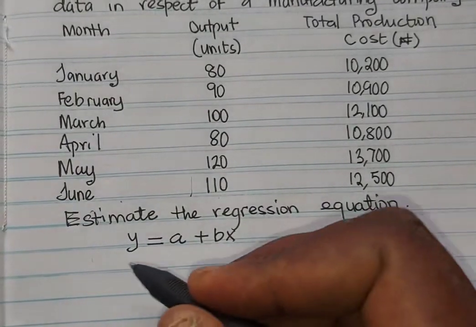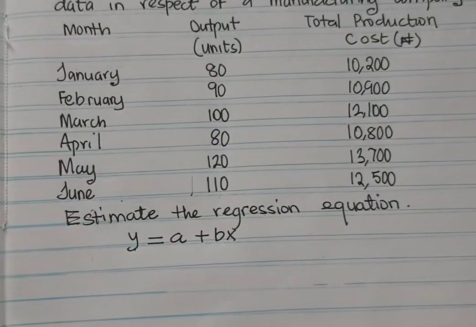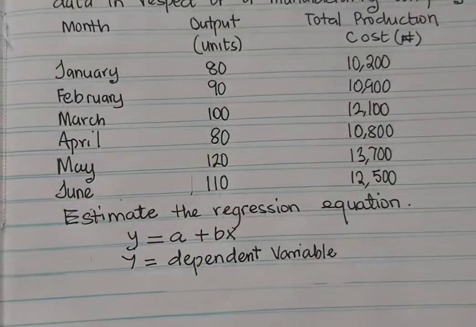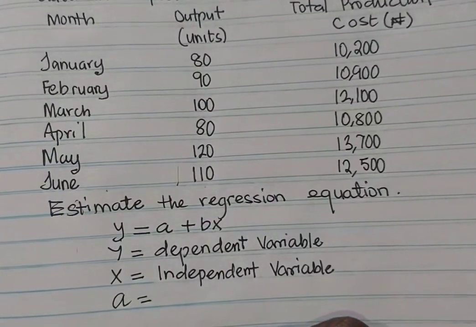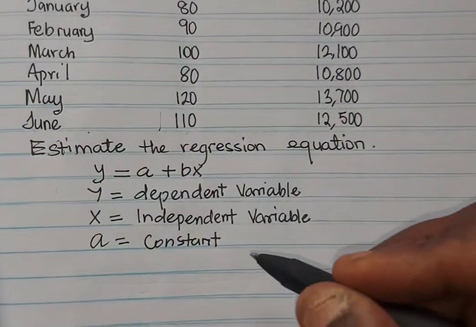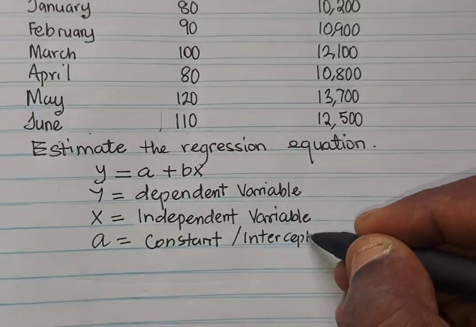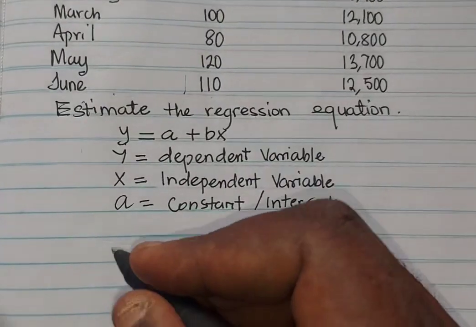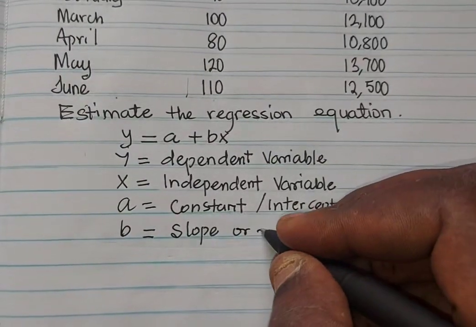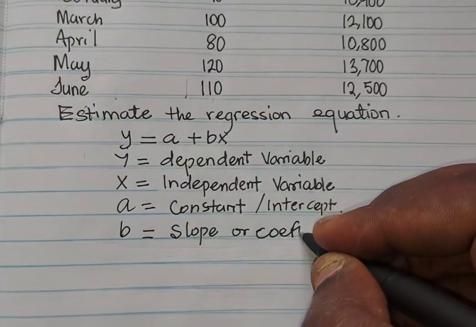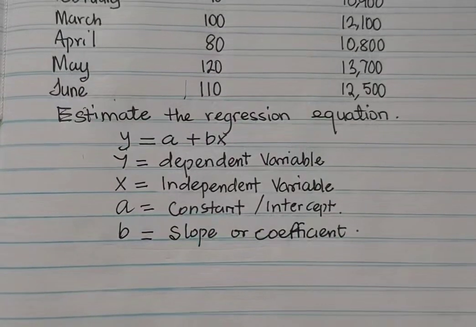So take note of that, where y is known as the dependent variable, a is known as the constant or the intercept, and lastly, b is the slope or regression coefficient.